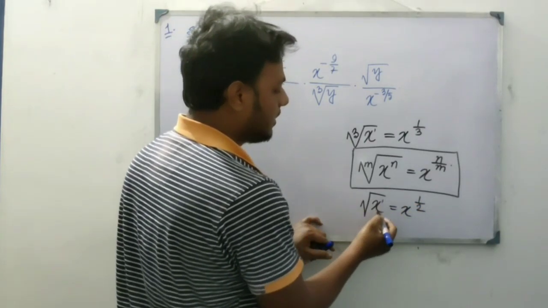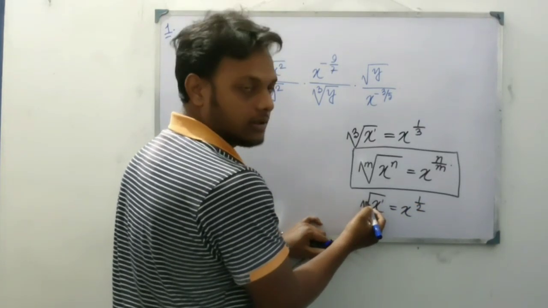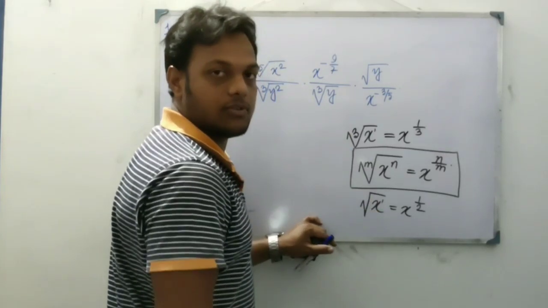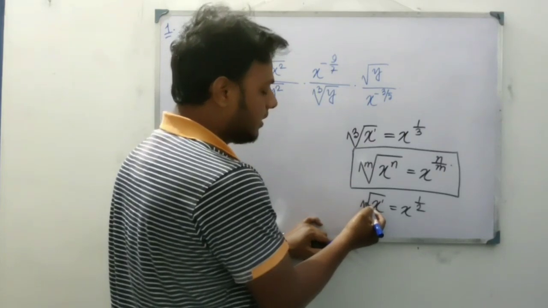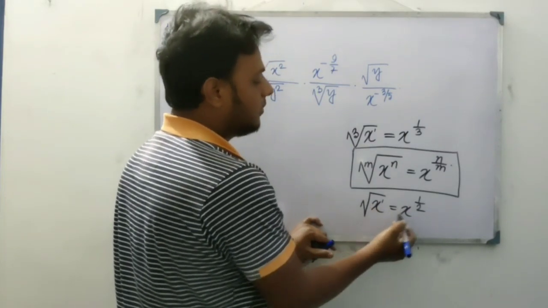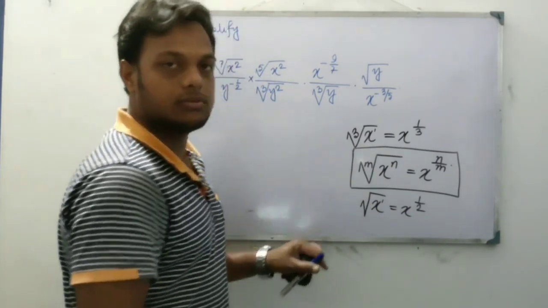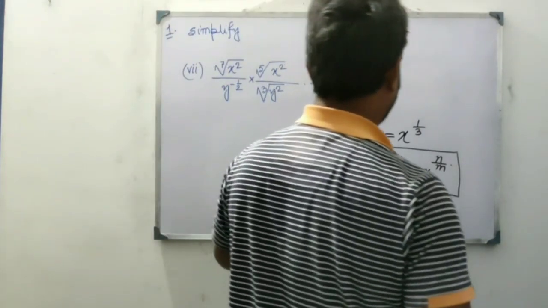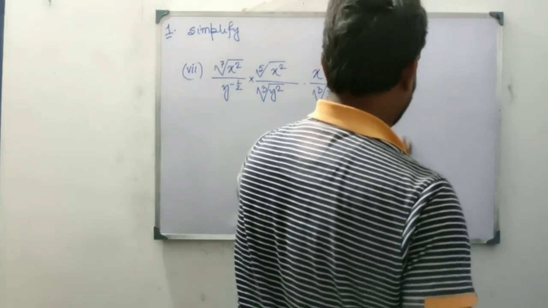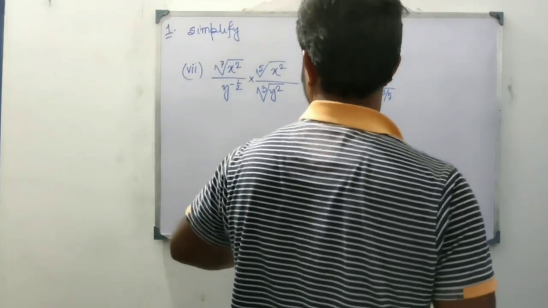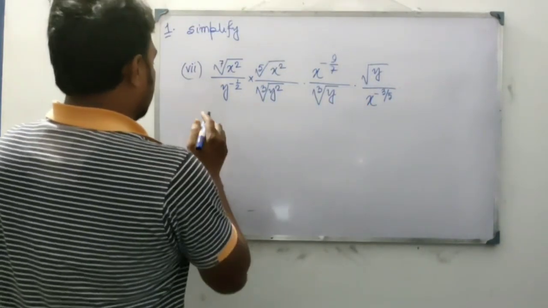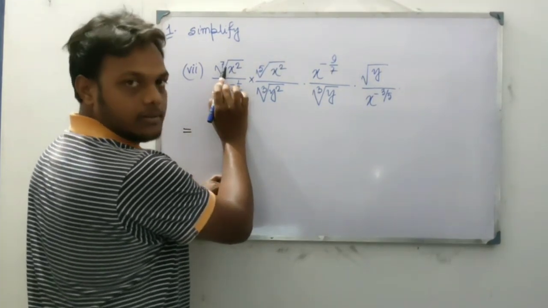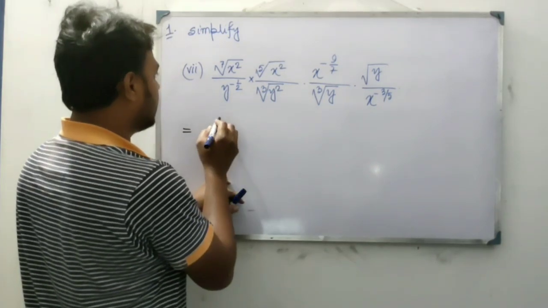Since the power of x is 1 and nothing is there in the gap, that means the value of this gap is 2. So this is nothing but x to the power 1 by 2. Understood? Okay. So this can be written as x to the power 2 by 7 from that law of indices.